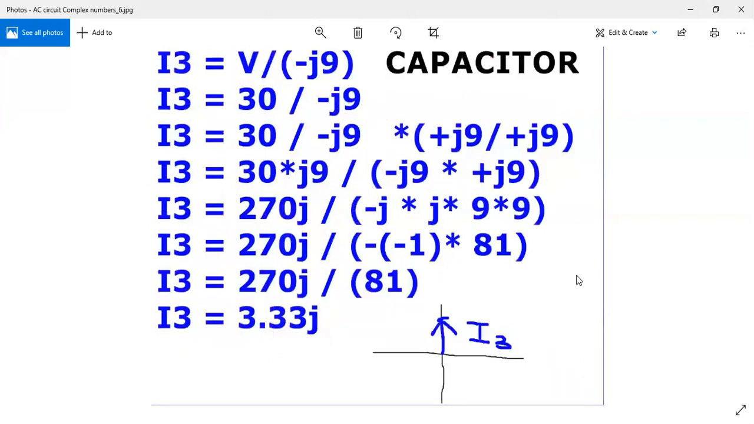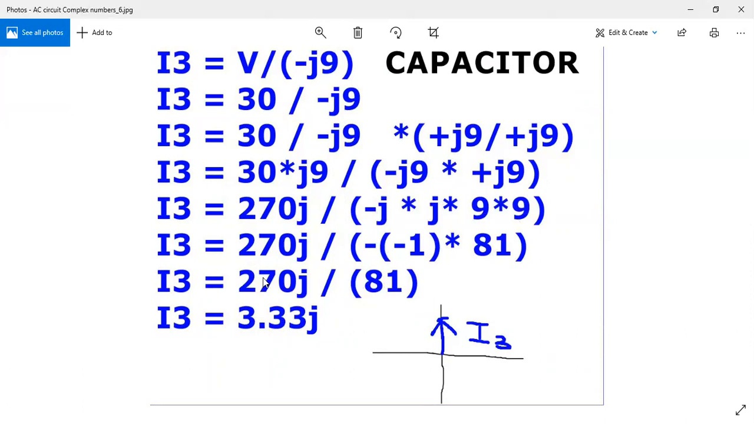We now turn our attention to the capacitor branch. Again, voltage divided by impedance. Impedance of the capacitor is minus 9j. So we multiply top and bottom by plus 9j. If we do that to the denominator, the j squared is minus 1. We have minus j times plus j, so it's minus minus 1. 9 times 9 is 81. So we end up with plus 81 in the denominator. Again, real number, no imaginary parts.